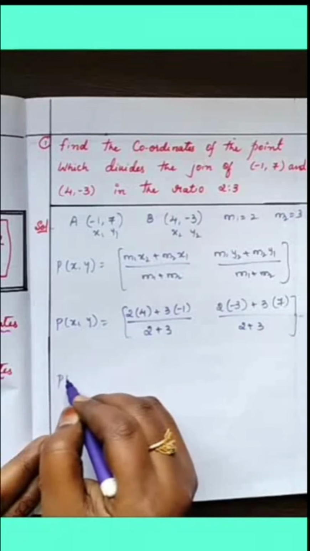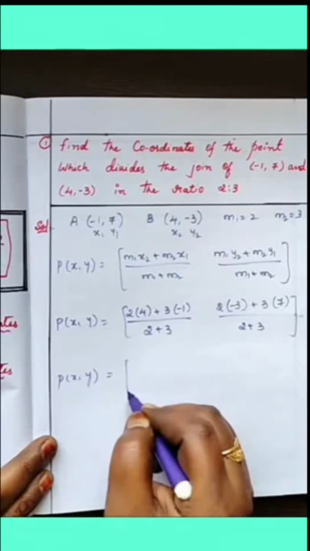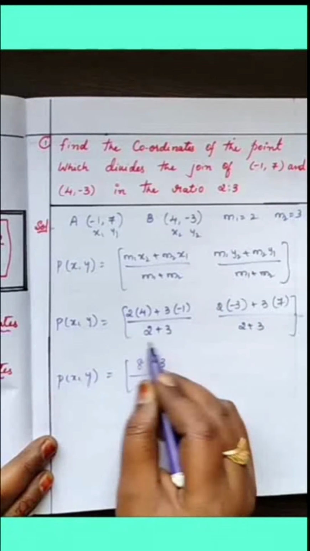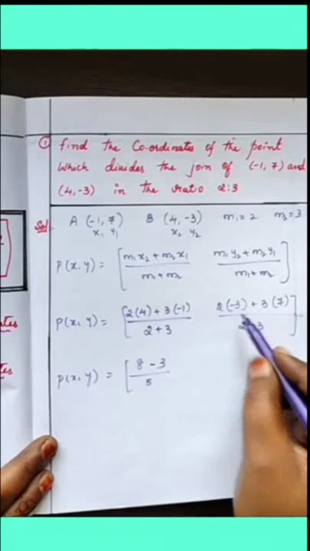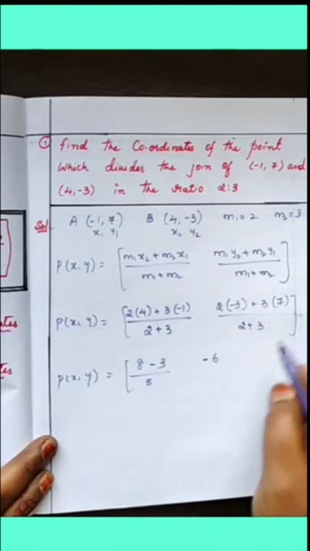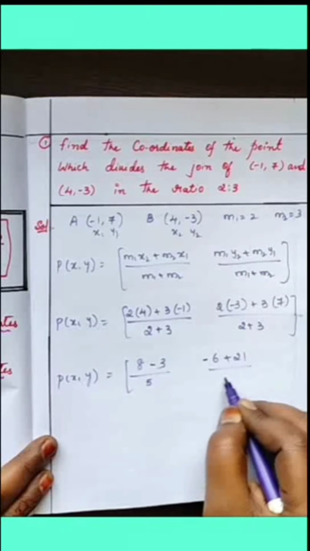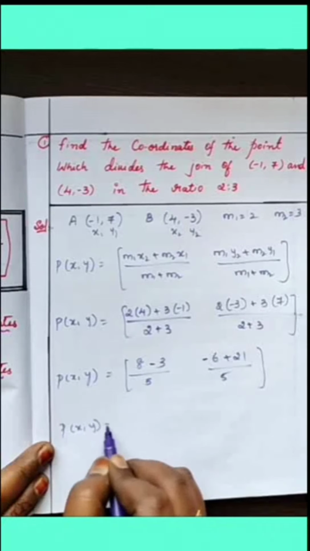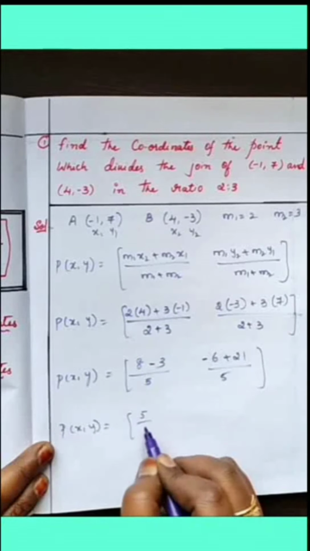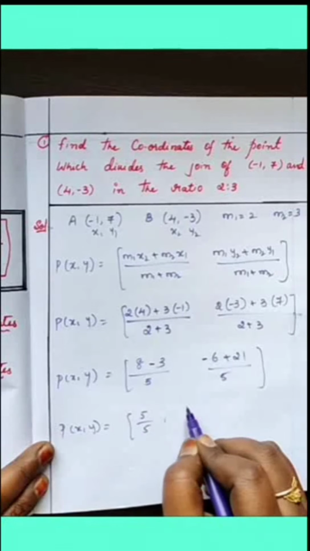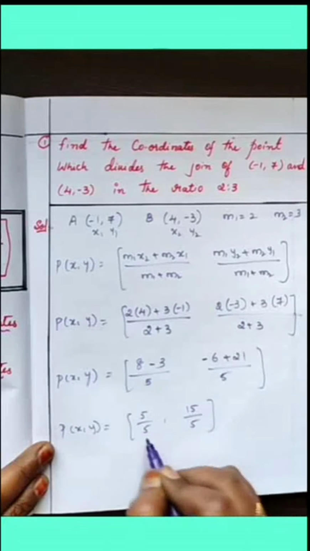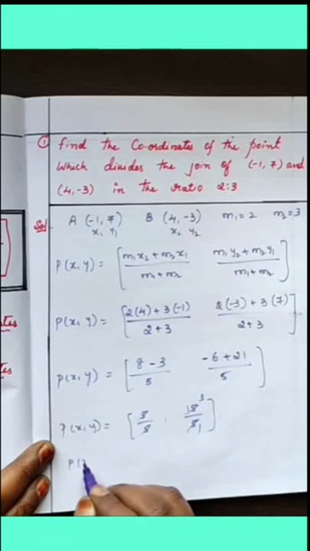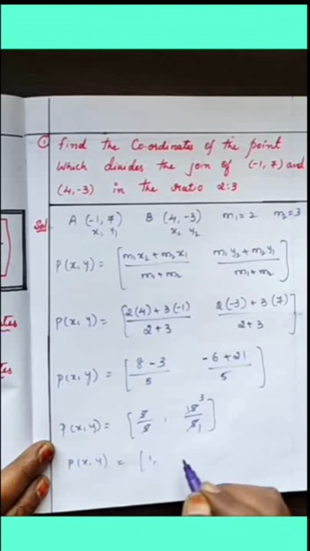Next, P(x, y) equals: 2 fours are 8, plus 3 into minus 1 is -3, divided by 2 plus 3, which is 5. And 2 into minus 3 is -6, plus 3 sevens are 21, divided by 5. So P(x, y) equals 8 minus 3, which is 5, divided by 5, and 21 minus 6, which is 15, divided by 5. 5 ones are 5, they get cancelled. 5 threes are 15. Then P(x, y) equals (1, 3).